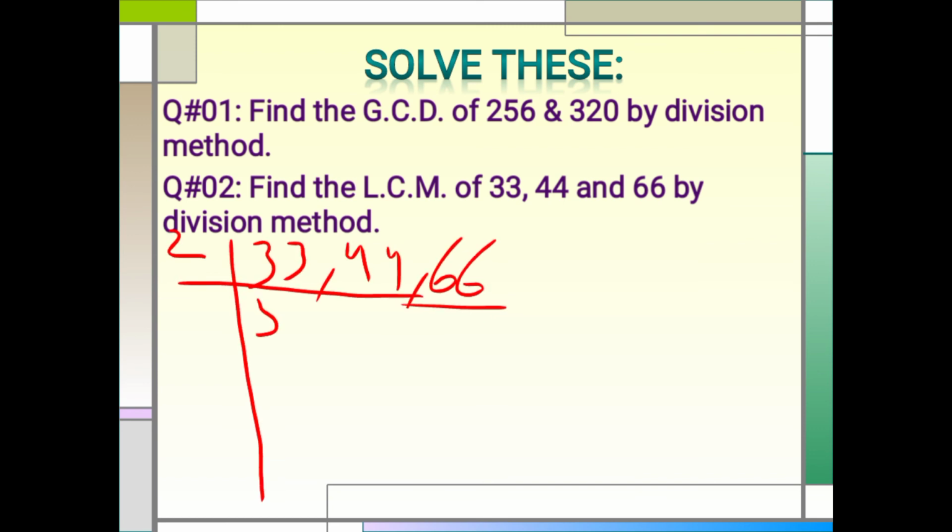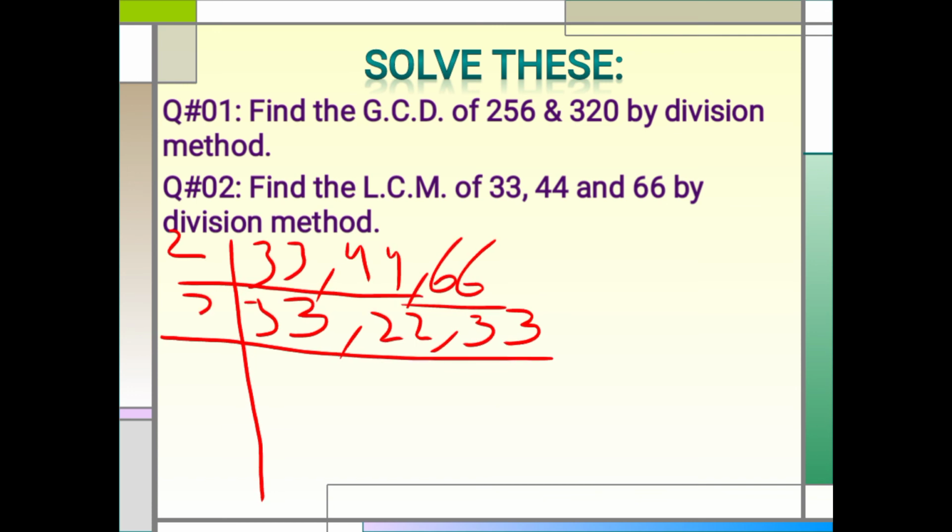Now I'm going to solve it with 2 first. So 33 will remain the same, and 2 into 22 is 44, and 2 into 33 is 66. So here you have 2, and again I'm going to divide by 2. 33 will be copied as it is. 2 into 11 is 22, 2 into 33 is 66, then 33 will be copied down as it is because obviously it cannot be divided by 2.